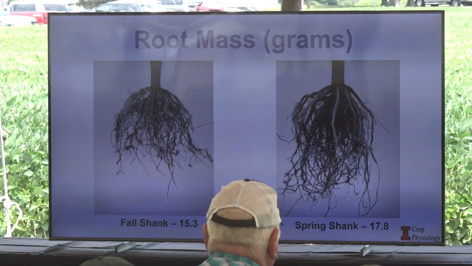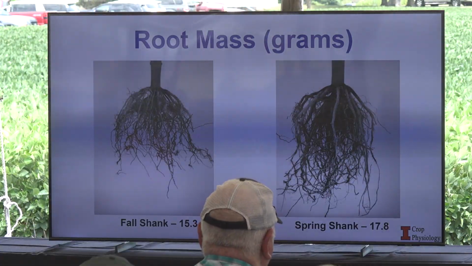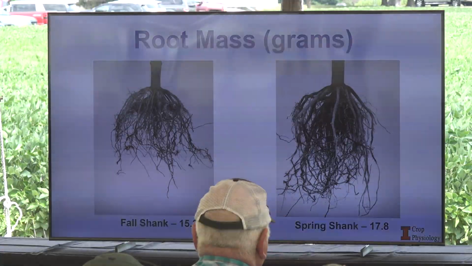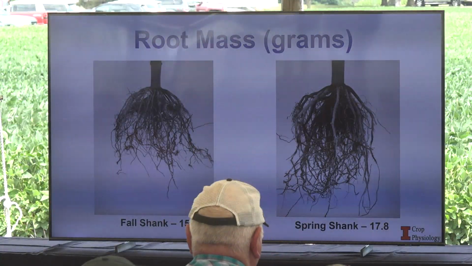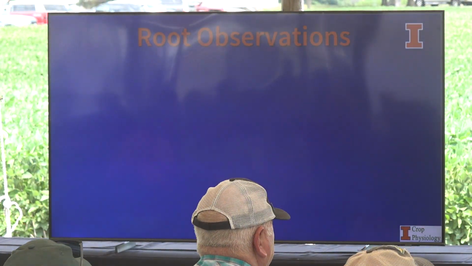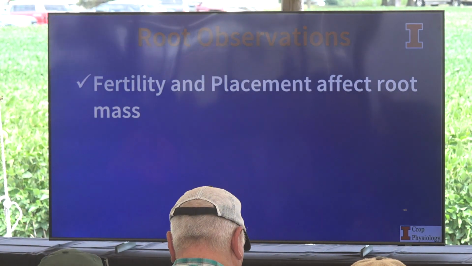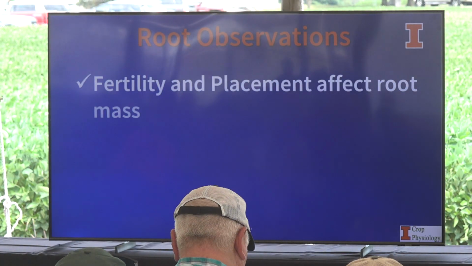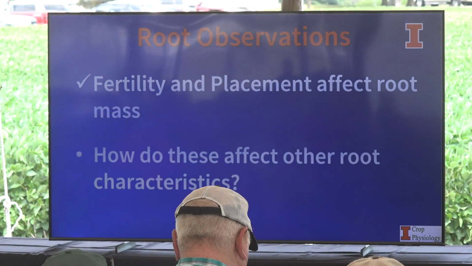And as you can see here between the 2 root photos, where we're gaining that mass on that spring shank is in that 6 to 8 inch root zone, all the way down at the bottom. We're still keeping the same amount of roots up high, but that root is starting to grow further down vertically in order to try and find that fertility. So our root observations here just on mass alone: fertility and placement does affect your root mass. The closer you push that P&K fertility timing to your planting time, we are seeing bigger root masses and being able to find that fertility even in that shorter window versus fall.